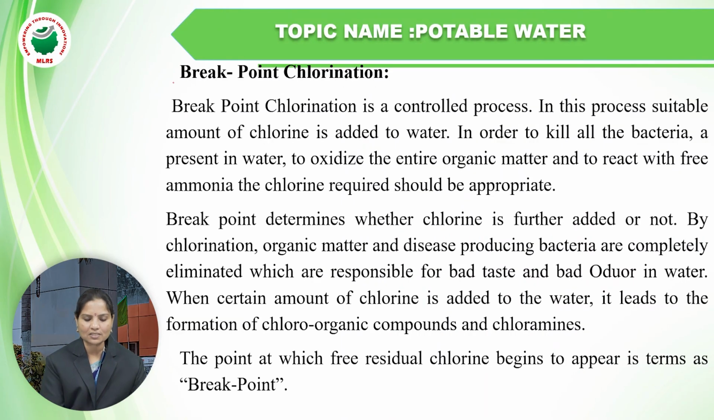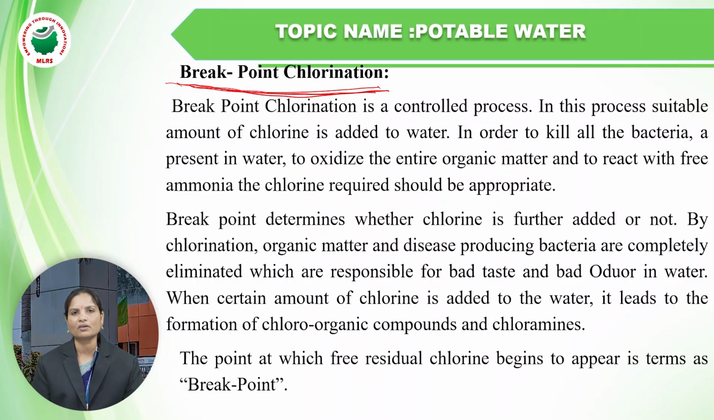Then go to the last step in our potable water steps, breakpoint chlorination. What is meant by breakpoint chlorination? It is a controlled process. Only in a controlled manner do we utilize it in our chlorination process. Before this, we know the chlorination process. What is chlorination? Passing chlorine into water to destroy the germs or bacteria in that water is chlorination.